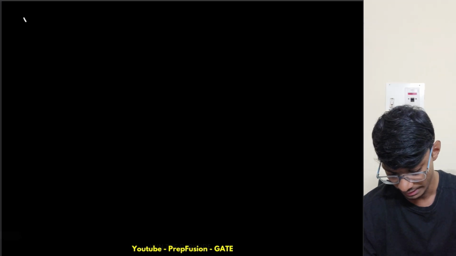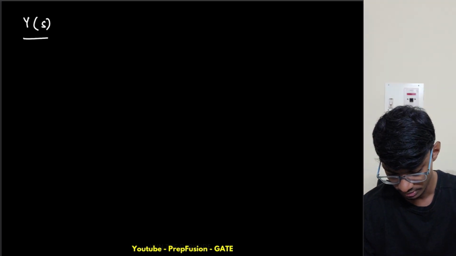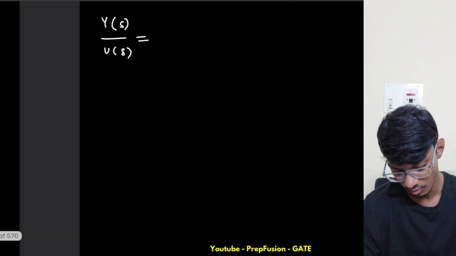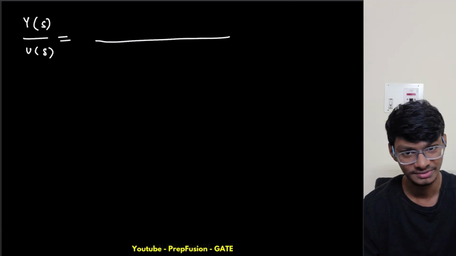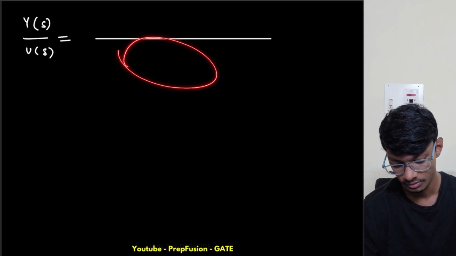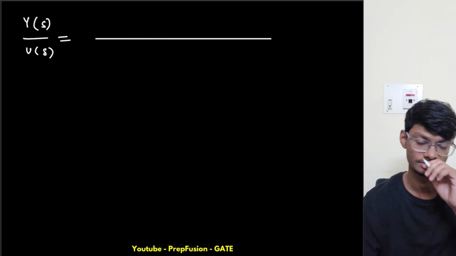So I have this Y of s over U of s. Now I hope you remember the Mason's gain formula, right? It's been a while. So in the bottom, what will come? Basically the determinant, which is made of the loop gains.